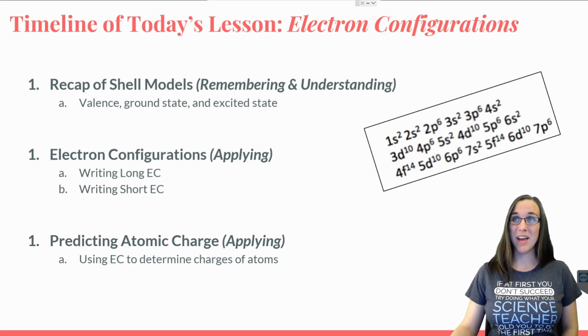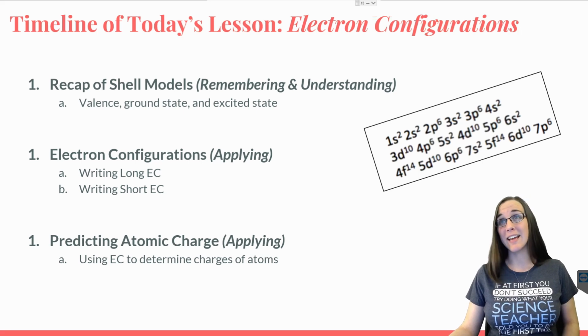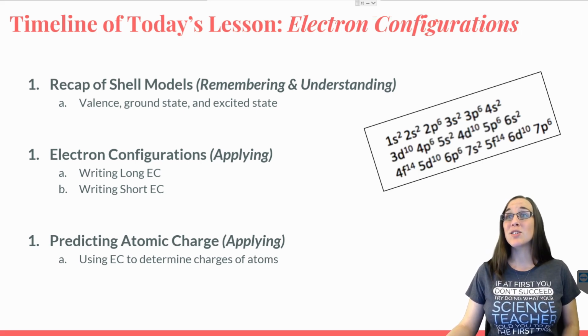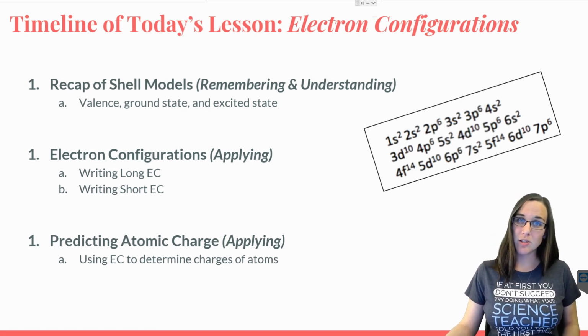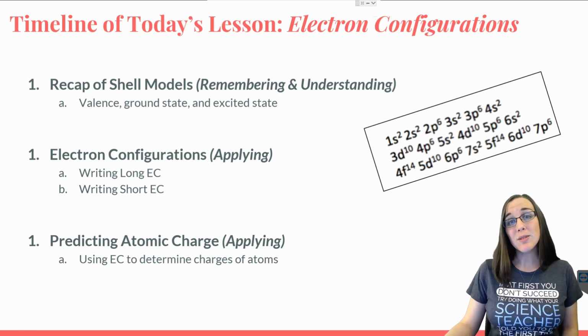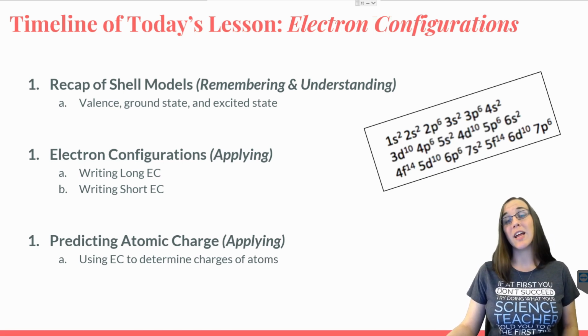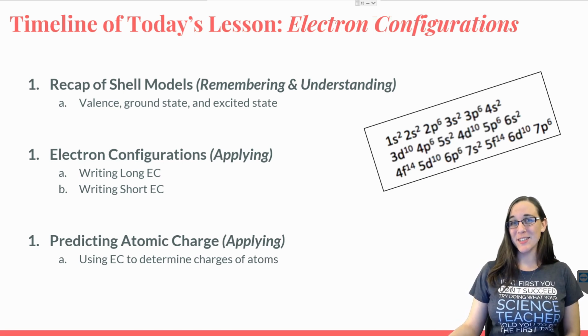For today's timeline, we're looking at first a recap of shell models, what they are, and some words that we used with those: valence, ground state, excited state. Then we're going to move on to making the electron configurations, how we're going to write the long version and the abbreviated short version of an electron configuration. And then we're going to use that electron configuration to determine or predict the charge that an atom will have. Let's waddle right in to this lesson.